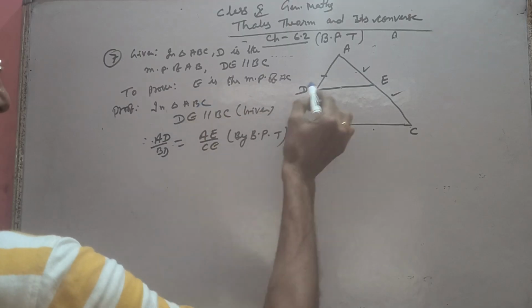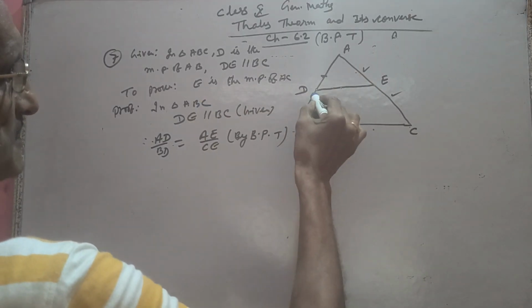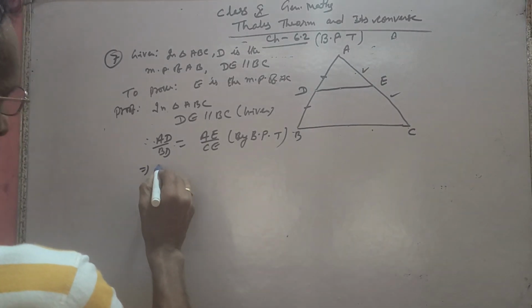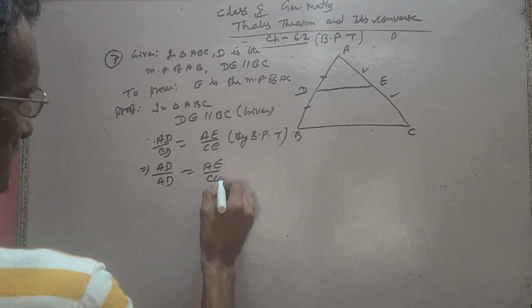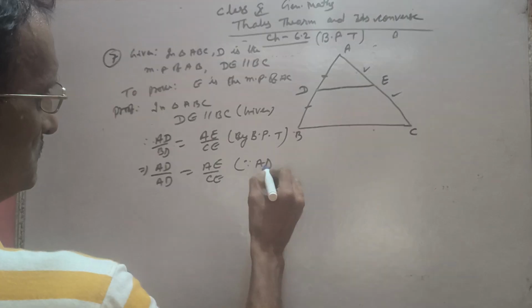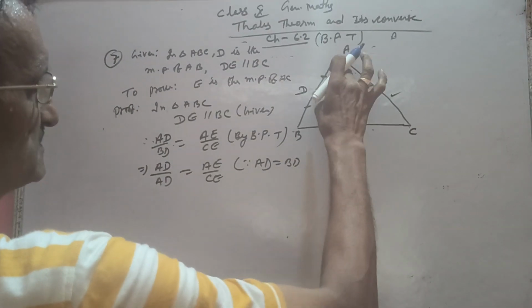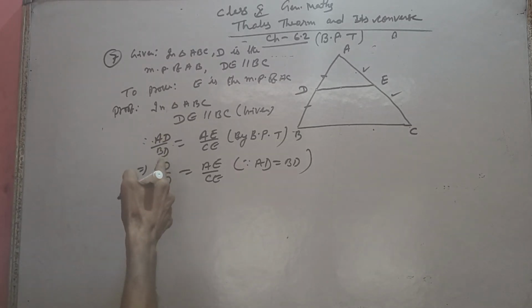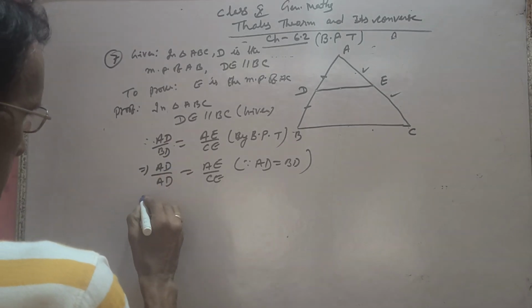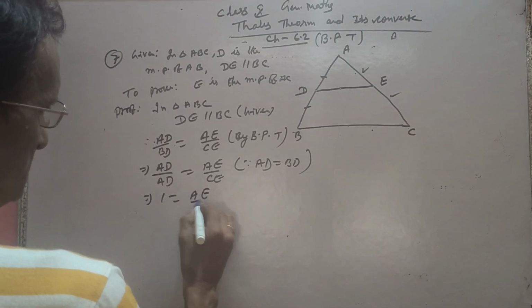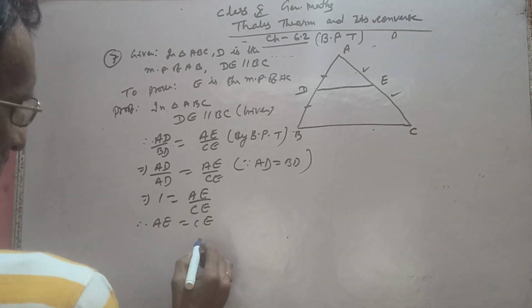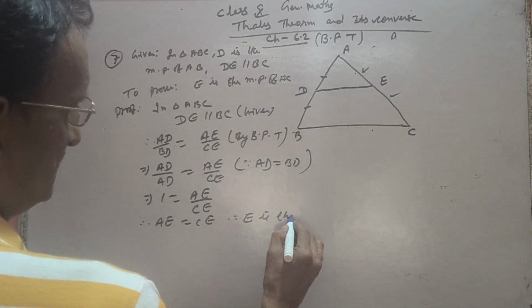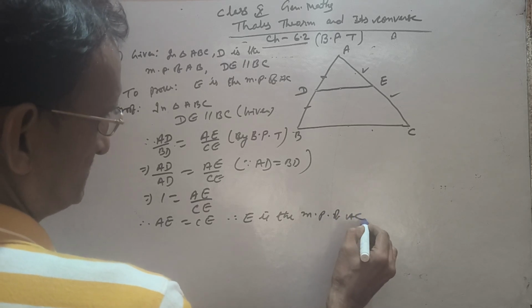But see what is given? AD equal to BD is given. D is the midpoint of AB is given, means AD equal to BD. So we can write here AD by AD is equal to AE by CE. For BD you can write AD, or for AD you can write BD. This will be 1. So 1 equal to AE by CE. What you will get? Therefore AE equal to CE. Therefore E is the midpoint of AC, hence proved.